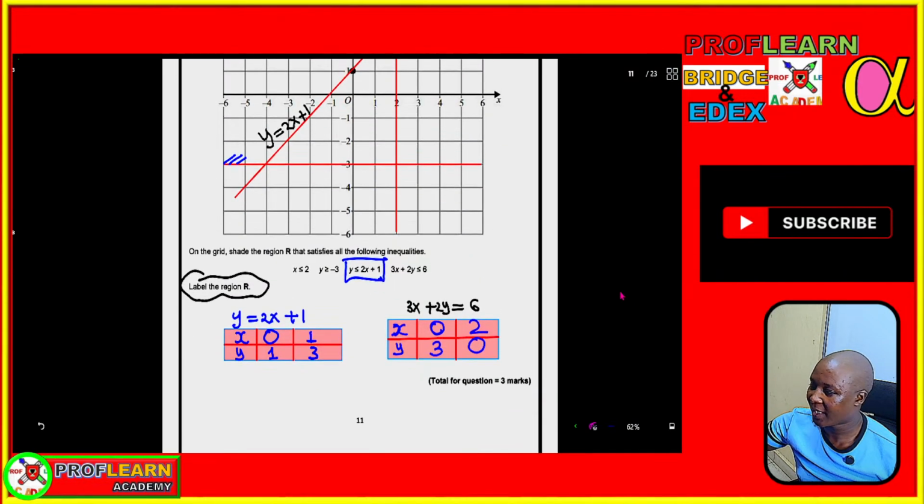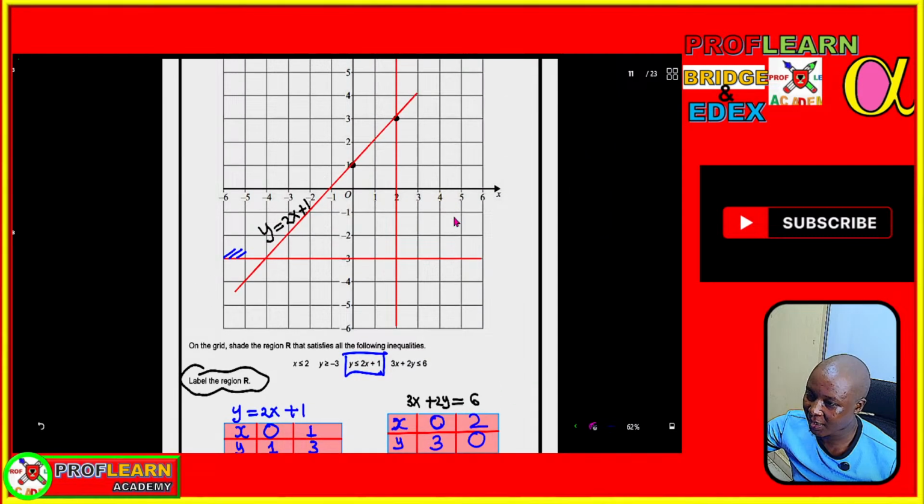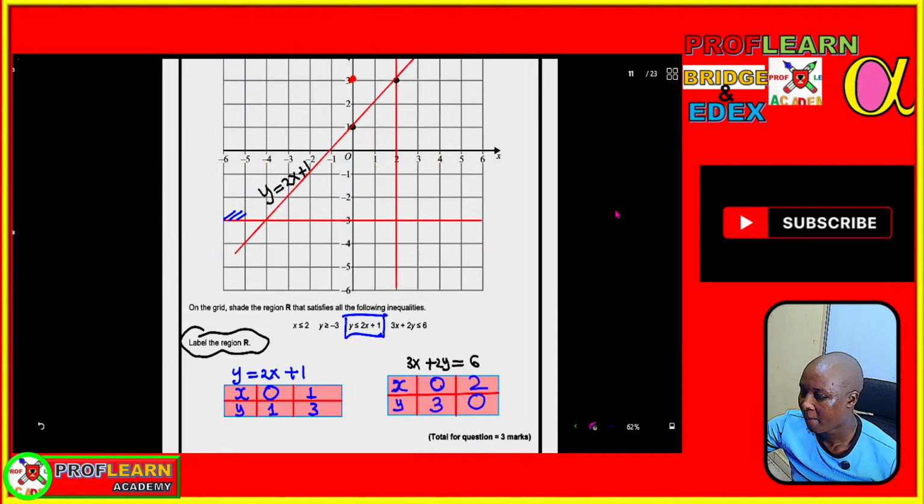So that is how the line is going to behave. And we shall say 0, 3 will be this point here, and 2, 0 will be this point here. So our line is going to pass this way. The line is going to pass like that.